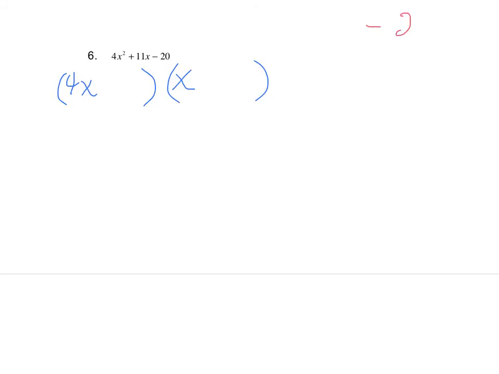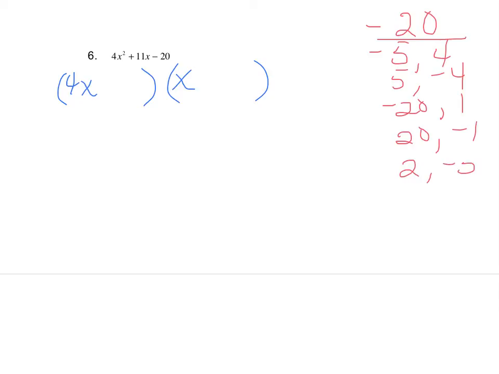All right, for negative 20, I'm going to have negative 5, positive 4, positive 5, negative 4. Negative 20, positive 1, positive 20, negative 1. Positive 2, negative 10, positive 10, negative 2. I don't think I have any more factors of a negative 20 out there. Okay, so I'm ready to do trial and error.